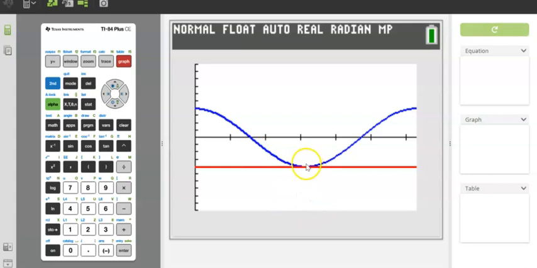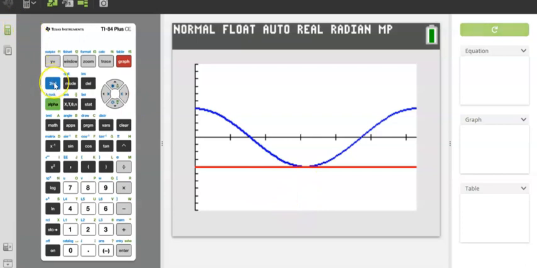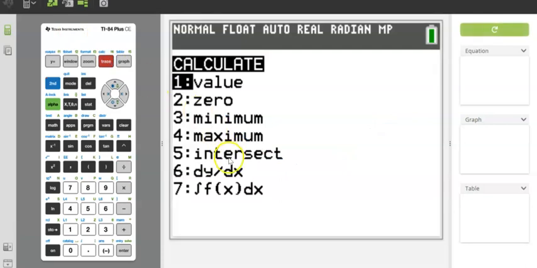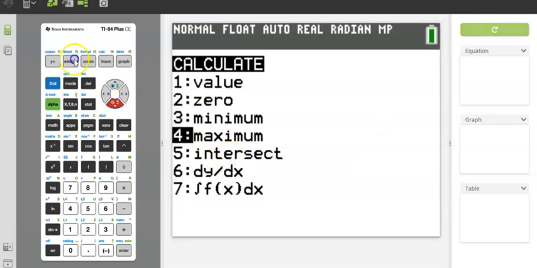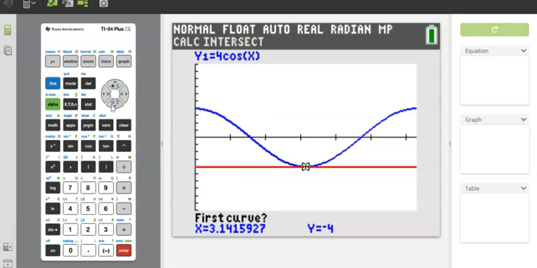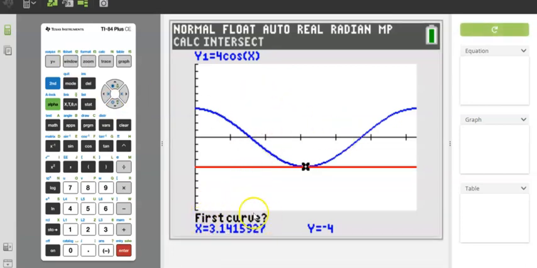So I can see right here, I'm going to have one solution between 0 and 2 pi. Now, in order to figure out what it is, I'm going to hit second trace, and I'm going to go down to intersect. So you can see right here now that it says first curve down here on the bottom. And then up here, it gives the equation of 4 cosine x. It's also blue, okay? So that's telling me the blue line is that. And it's wanting me to confirm, is this the curve that you're wanting to look at? That's what it's asking. Yes, it is. So I'm going to hit enter.